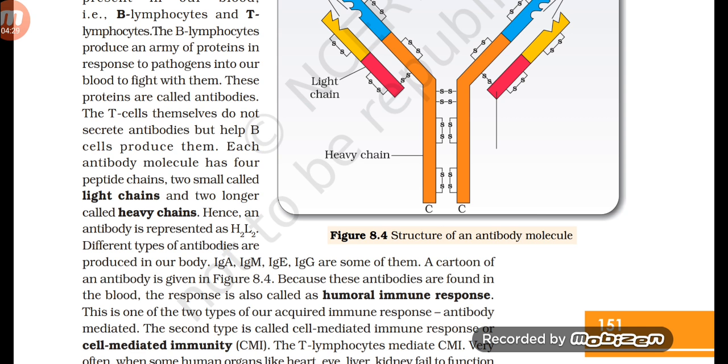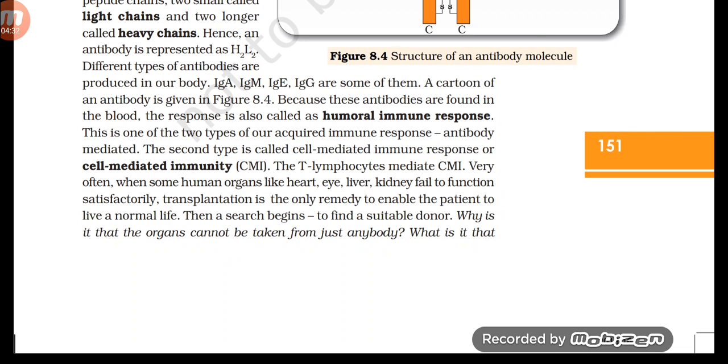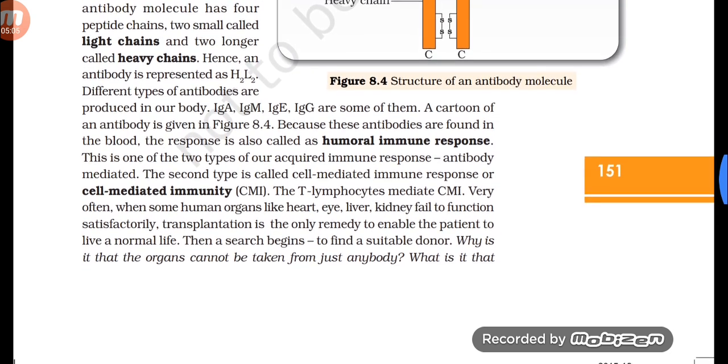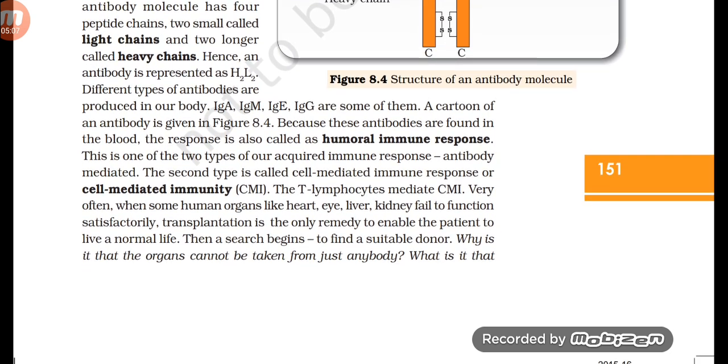Different types of antibodies are produced in our body. IgA is the first one, which protects our body surfaces. IgM protects the bloodstream. IgE mediates regional hypersensitivity. IgG protects the body fluids. And one more is there, IgD, which is not mentioned here, but it is also one of the antibodies. IgD helps in activation of B lymphocytes.